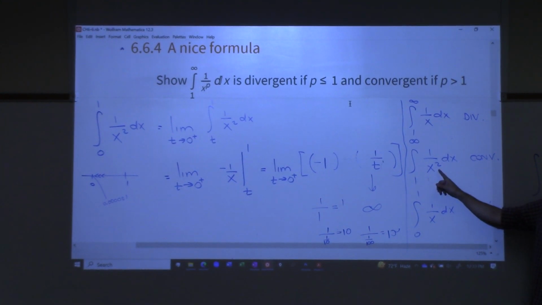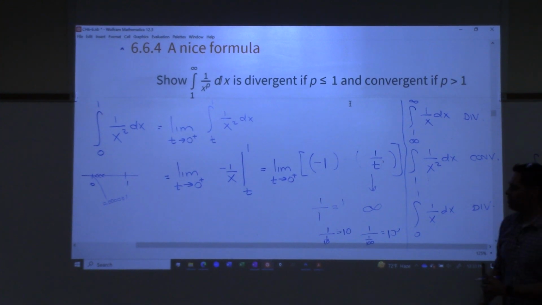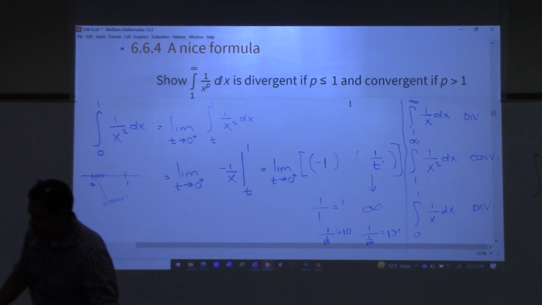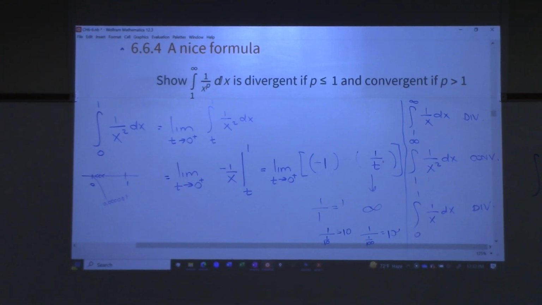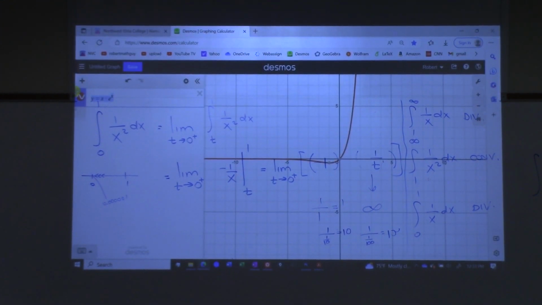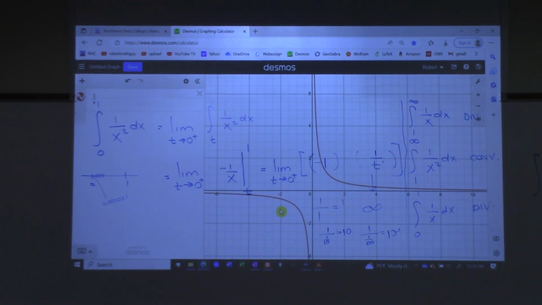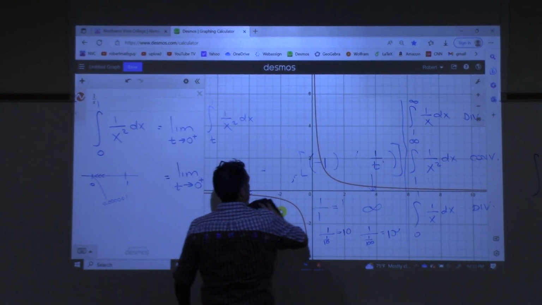Was that the same thing that this one did? It's not. It's the opposite of what it did, right? The integral from 1 to infinity of 1 over x squared dx converged, but we're seeing that if you go from 0 to 1, it diverges. So if we go look at the graph of this, here's 1 over x. That's the one we did before.